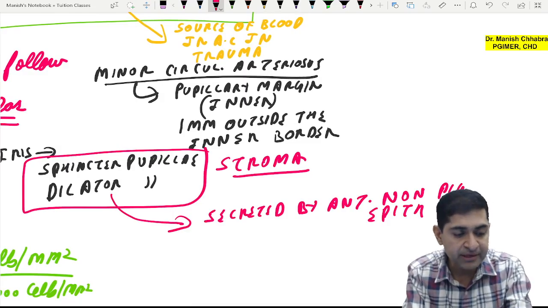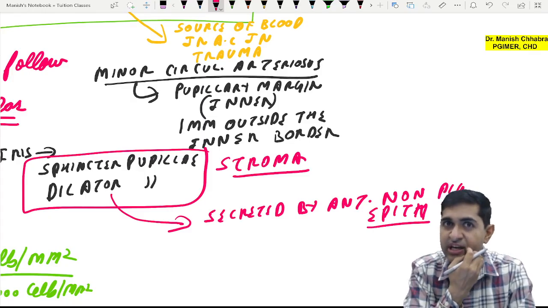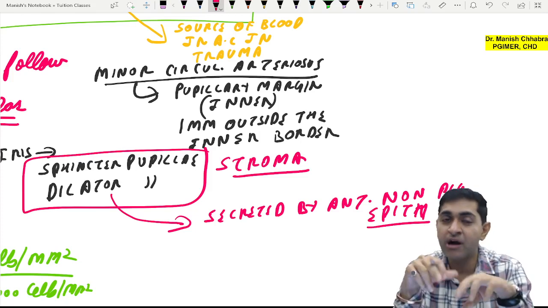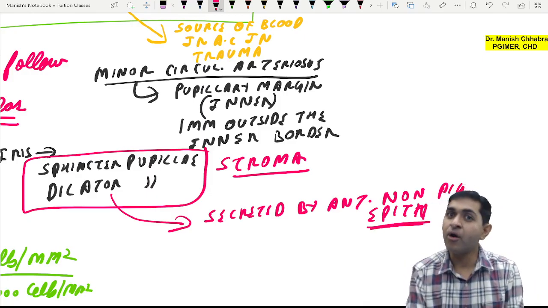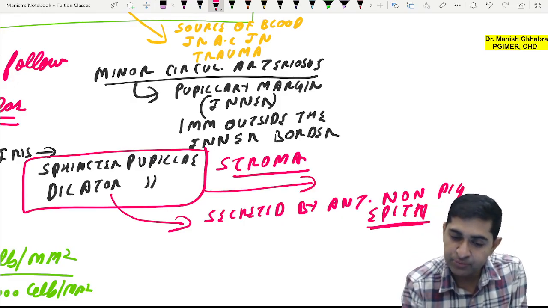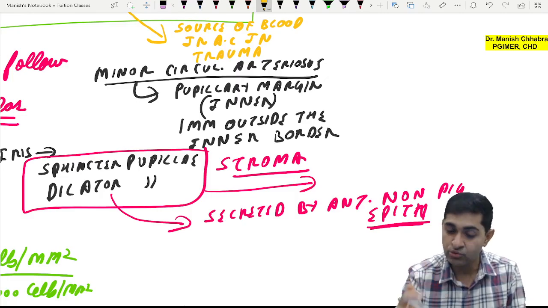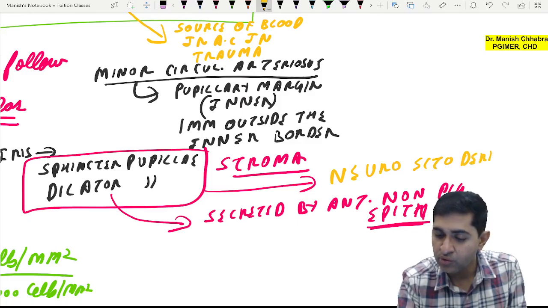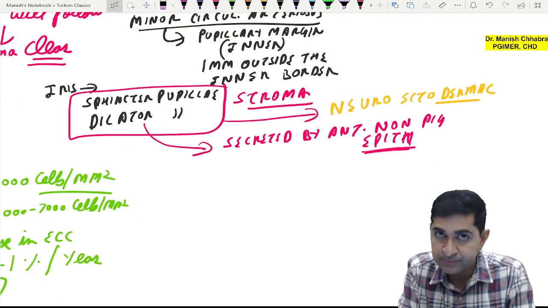Anterior non-pigmented epithelium. Okay, so I had told you yesterday, if you have planted a mango tree, there will not be guavas on it. Anterior non-pigmented epithelium is a part of the optic cup. Optic cup is neuroectodermal in origin. So sphincter and dilator pupillae are also neuroectodermal. Don't say that it is a muscle so it has to be mesodermal. No, it is neuroectodermal in origin, the sphincter and dilator pupillae.